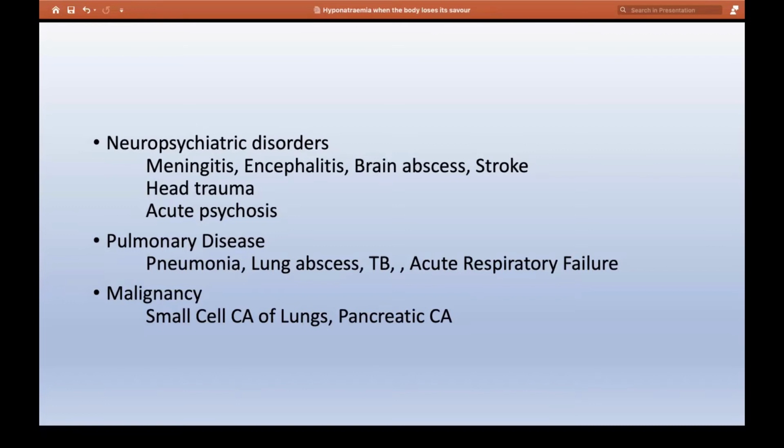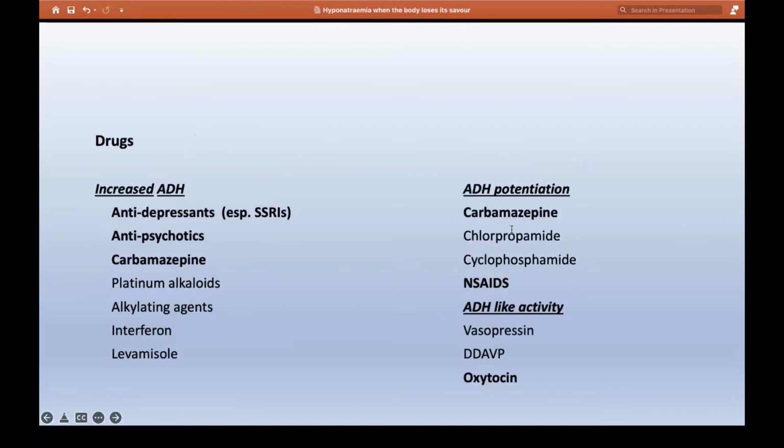SIADH. Pulmonary diseases, any kind of lung pathology, can also give rise to SIADH, ranging from pneumonia, lung abscess, tuberculosis, or even respiratory failure. Certain malignancies, including lung malignancies like small cell carcinoma of the lung, could give rise to SIADH. Small cell carcinoma of the lung is particularly known to secrete antidiuretic hormone. It's a paraneoplastic process, so they can manifest with SIADH. Pancreatic carcinoma is also known to cause SIADH.